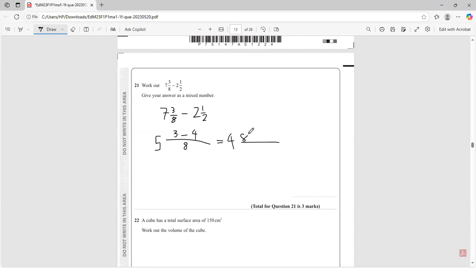8 times 3, no, 8 plus 3. Okay, 8 plus 3 minus 4. Did you get that? Yes. So that's going to give me 11 minus 4, which is what? 7. So that's going to be 4 whole number, 7 over 8.